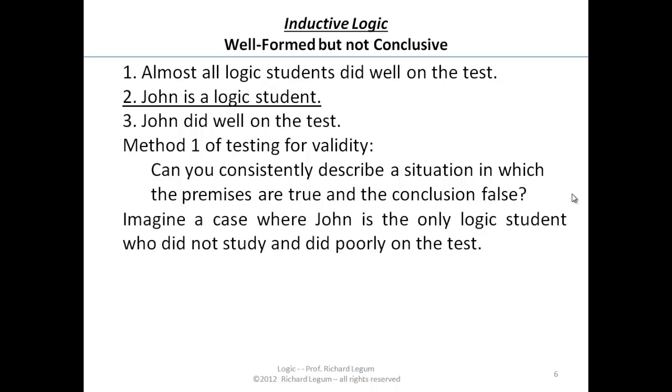Well, imagine a case where John is the only logic student who did not study and did poorly on the test. Imagine a class of 100 people, so 99 out of 100 did well, so almost all logic students did well. But John, he's a logic student, is the one guy who did not do well. He did poorly on the test. So 1 is true, 2 is true. However, in those circumstances, 3 is false, so that argument is invalid.